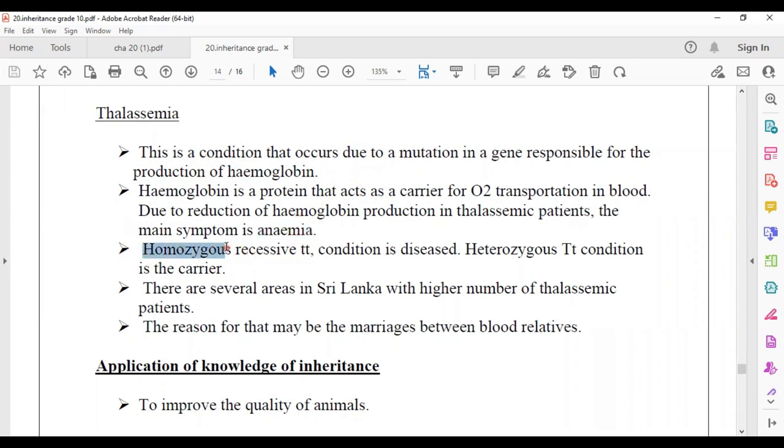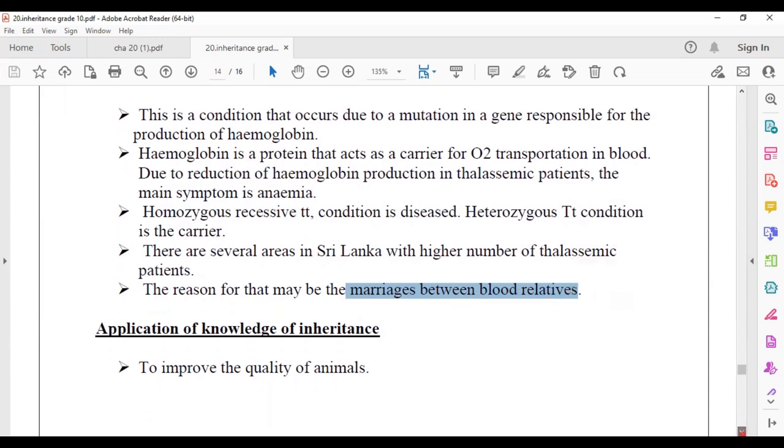Homozygous recessive genes are responsible for this disease also. Homozygous recessive condition is the diseased condition, and heterozygous condition is the carrier, like in the previous diseases we discussed. There are several areas in Sri Lanka with a higher number of thalassemic patients. The reason for that may be marriage between blood relatives.